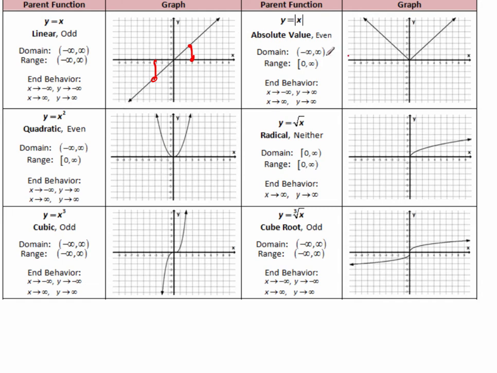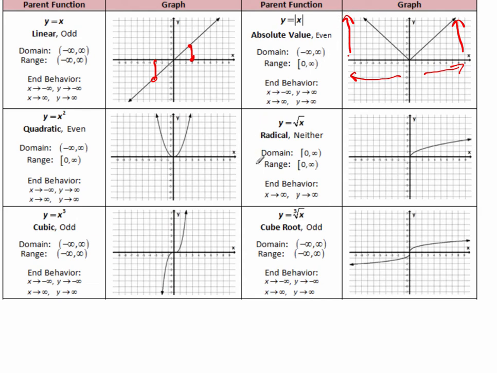The absolute value of x, we've studied, it is even. It has a domain from negative infinity to positive infinity. And the range does include 0, and it goes from 0 to positive infinity. Now, as you increase in the x direction, the absolute value function goes to positive infinity. And as you go to infinity in the negative direction, the function approaches positive infinity.